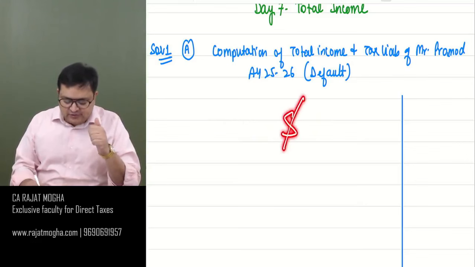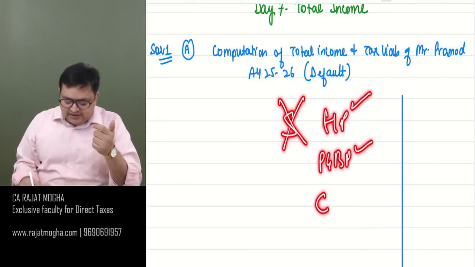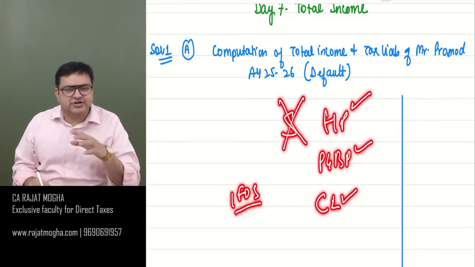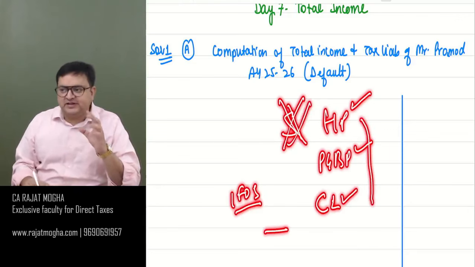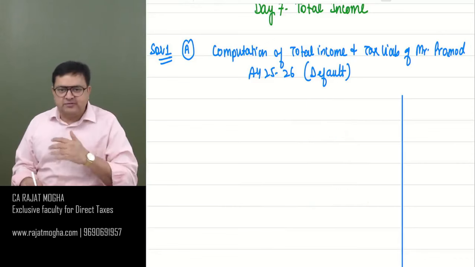Salary income, I don't think that we had salary anywhere. House property income, yes, we have. PGBP, yes, we have. Capital gain, loss, we have. IFOS income, do we have IFOS income? Yes, there was some machinery, etc. So we have IFOS income also. So except salary, we have all these incomes. Correct, Darshini. So let us do one by one.